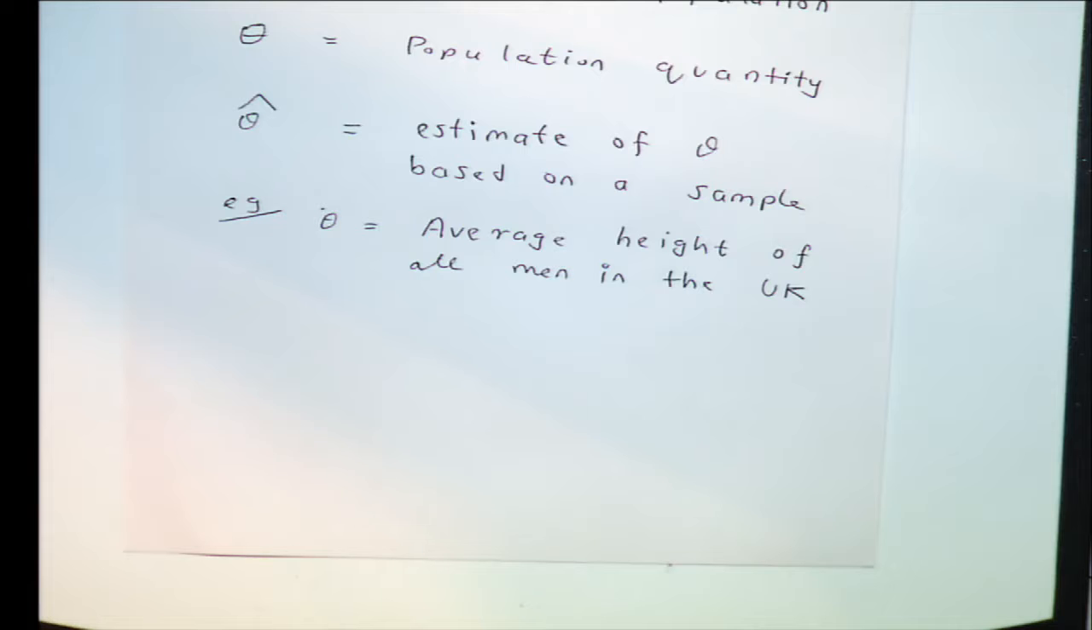theta could be the average height of all men in the UK. Obviously, it's impossible to access all the men in the UK, so it's not possible to give an accurate estimate of theta, right? So what we usually do is we draw a subset of all men in the UK. So it could be 100 men or 1,000 men, right? And for that subset, we measure the height of every man in that subset, and then take the average.